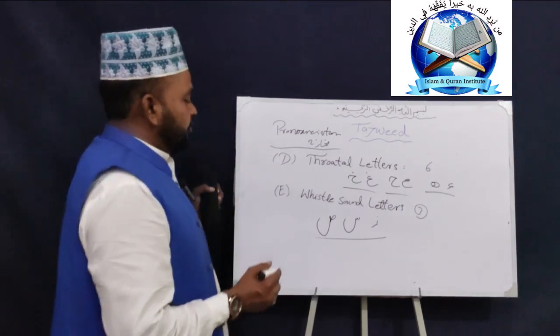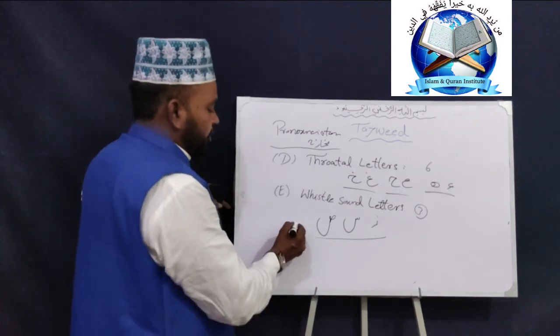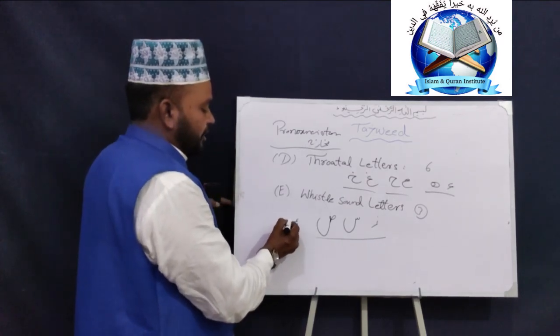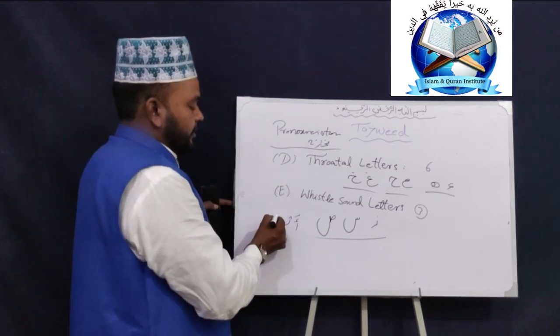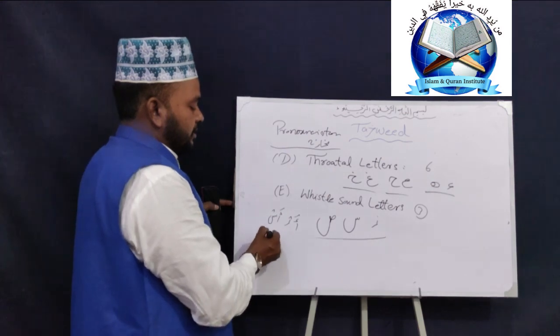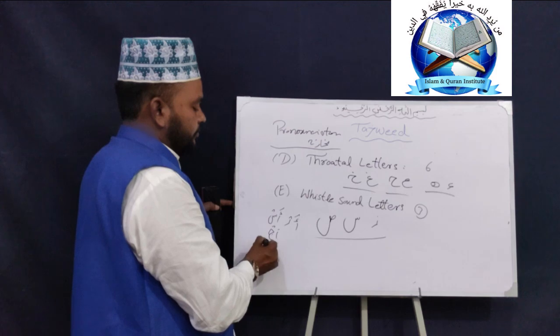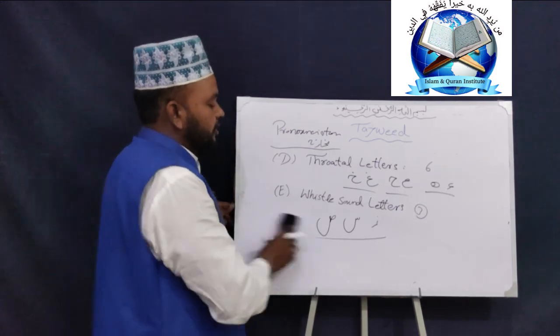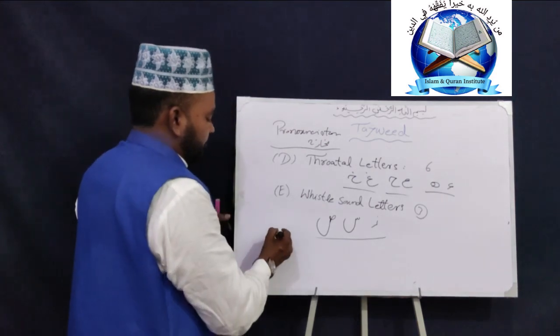So if you want to check the place of pronunciation of any letter, you put hamza before it and make the letter silent, like ra, ar. Like seen, make as. In this way. So whistle sound letters are three: za, seen, sawd.